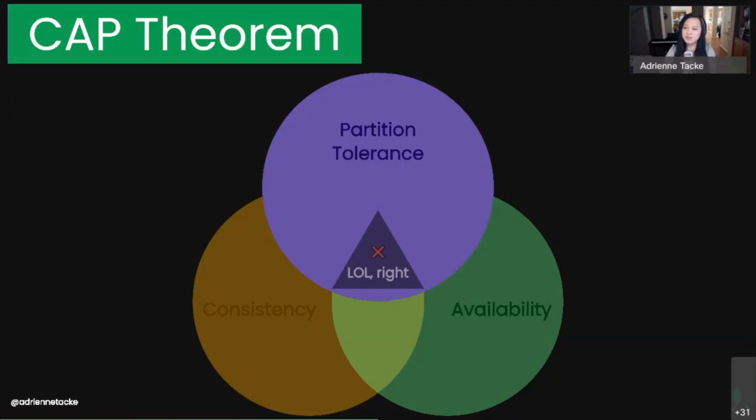So now we're left with 2 options, right? Do we choose partition tolerant consistent systems, or do we choose partition tolerant available systems? In other words, which one are we willing to sacrifice, consistency or availability?